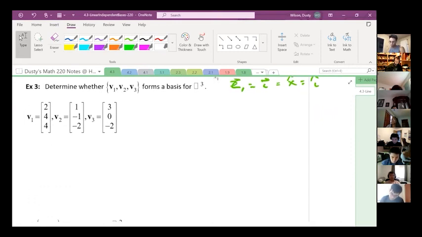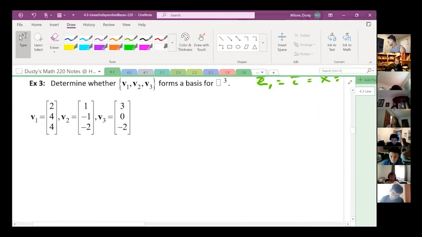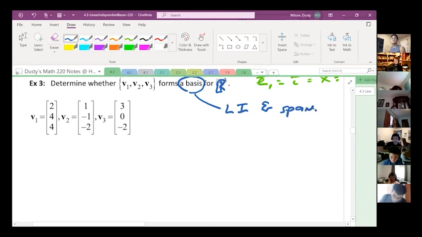All right. So we want to determine whether these three vectors form a basis for R3. If we want to know if they form a basis, we need to determine if they have two qualities. What are the two qualities that they need to have? They've got to be linearly independent, and they've got to span. So any great ideas for how to determine if three vectors are linearly independent?